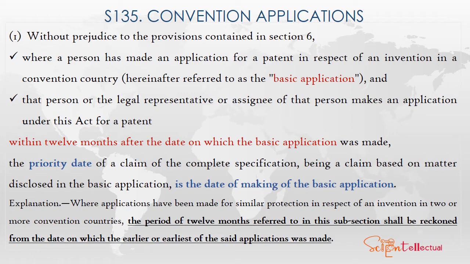That is, whenever the basic application has been made in any convention country and within 12 months the person is applying for a patent application in India, the priority date of the claim will be the date of making the basic application. The period of 12 months referred to will be counted from the date on which the earlier or earliest applications were made, in case there are two or more convention countries.